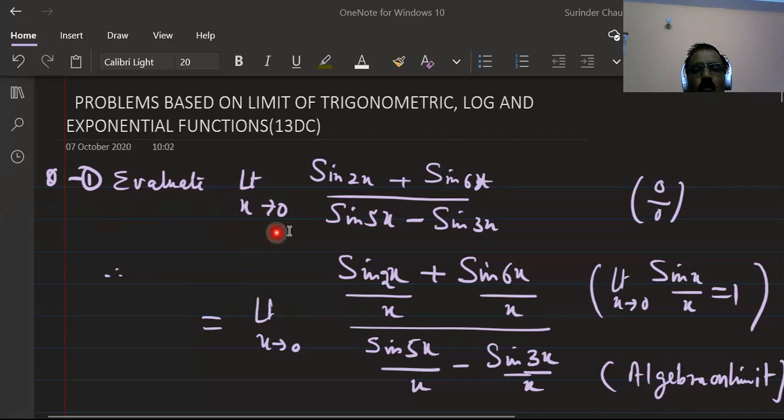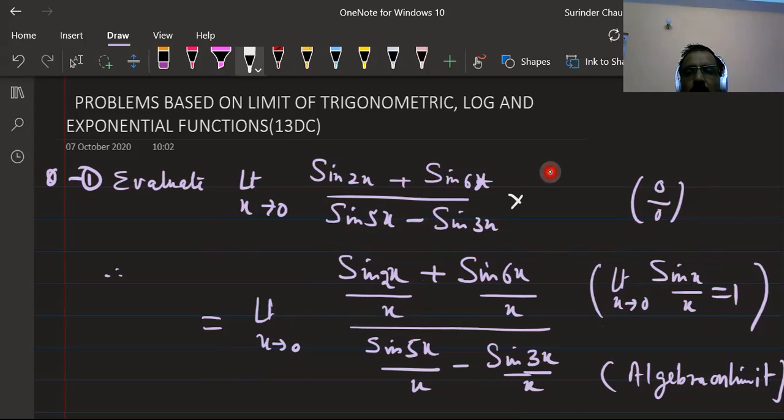Evaluate the limit as x approaches 0 of (sin 2x + sin 6x) upon (sin 5x - sin 3x). Taking the left hand side, we'll convert this trigonometric sine into the form limit x to 0 of sin x upon x, and the limit of this is equal to 1. For that, we divide the numerator by x and the denominator by x.